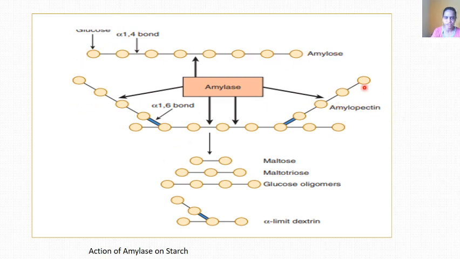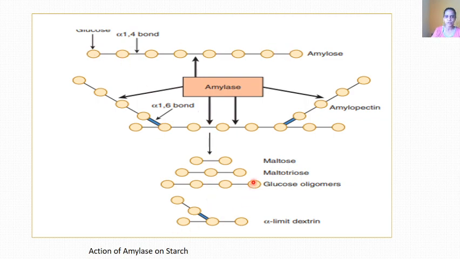Amylopectin is a branched chain. These long chains of glucose are formed of alpha 1,4 linkages. So linear linkages are alpha 1,4, and branching occurs by the alpha 1,6 bond. Now amylase can break the alpha 1,4 bond, but it cannot break the alpha 1,6 bond. Again, it won't break the terminal bonds. These terminal bonds will not be broken.